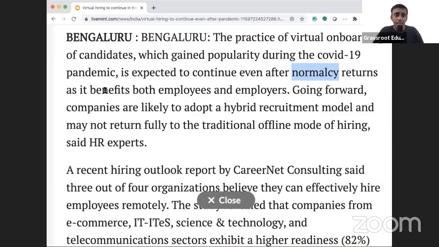Now, why is this gaining popularity? Because it benefits both employees and employers. Employees, the people who are giving the interview. Employers, the people who are taking the interview.